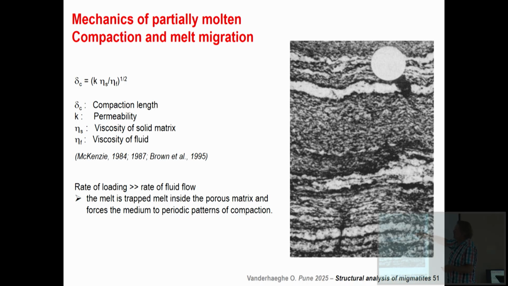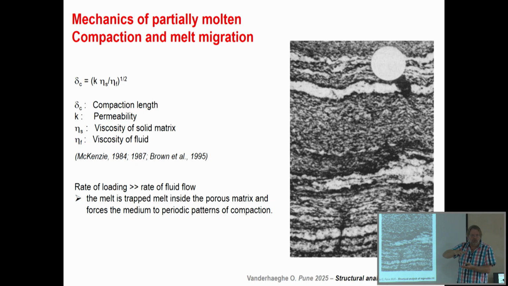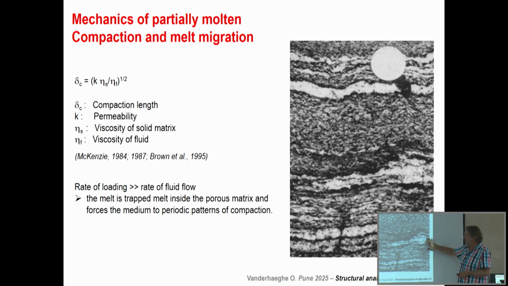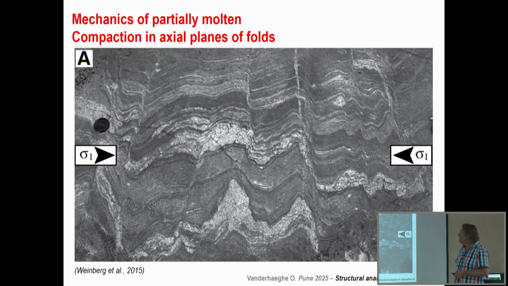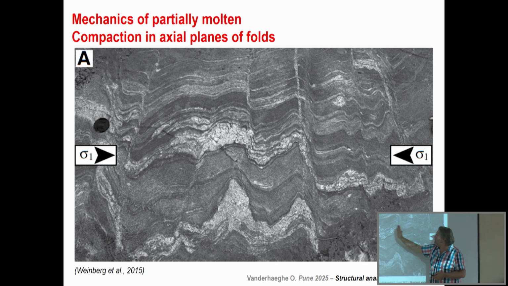So this might be represented by what is called the compaction theory. It's like if you take a sponge with water in it, if you push on the sponge, the liquid will segregate by percolation, and there is some kind of repetition or frequency of that compaction. It's called the compaction length, which is related to permeability and viscosity of matrix and viscosity of fluid. And it's been shown that it could be one way to explain this repetition of leucosome and mesosome, both for concordant and discordant ones. This is also kind of compaction theory.